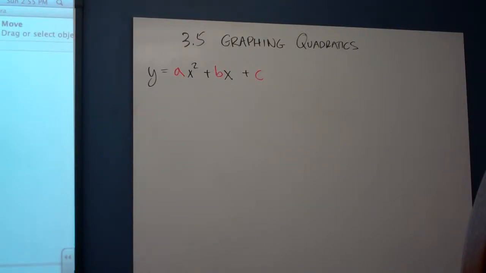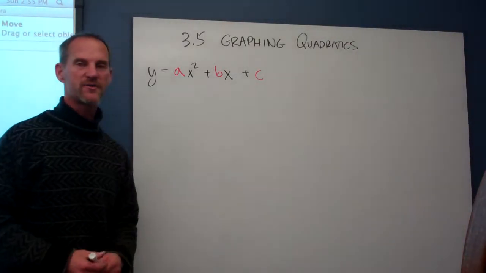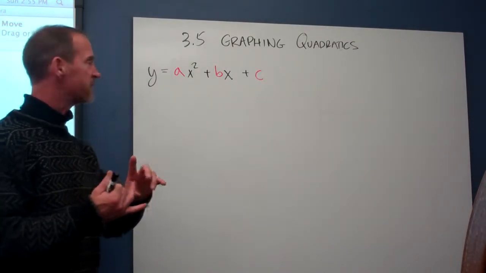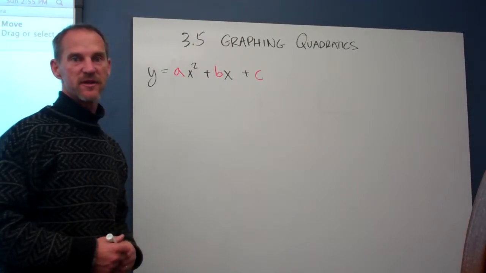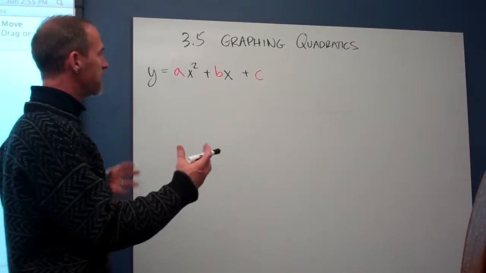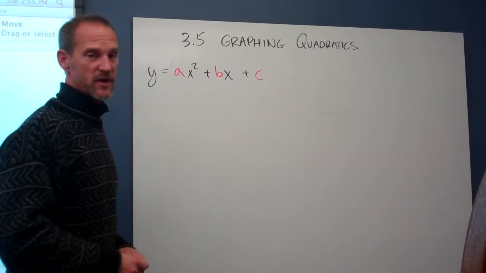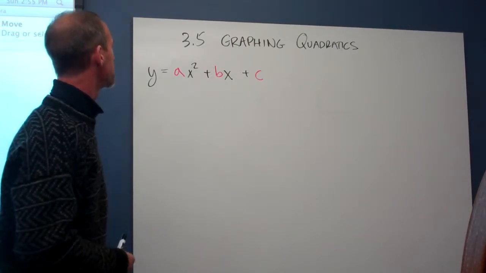Okay, here we go. 3.5 graphing quadratics. We've learned to factor them. We found them by foiling, and we understand a little bit the math of how we multiply to make them. But we're going to look at the pictures, the graphs that these things make.